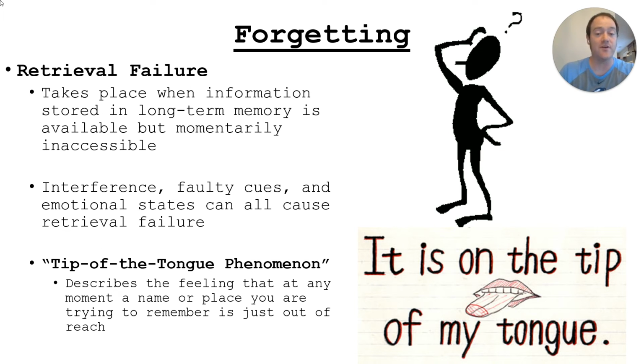Retrieval failure is when it's in long-term memory, but something is preventing you from getting it to short-term and being able to remember it easily. Interference, like we just talked about, retroactive and proactive. Faulty cues: you think you should remember something in one way, but you're not. In other words, the cue you think you should be using to remember a memory isn't the right one. That's a faulty cue. And then also emotional states, like if you're angry or sad, sometimes your emotional state can keep you from remembering things easily.